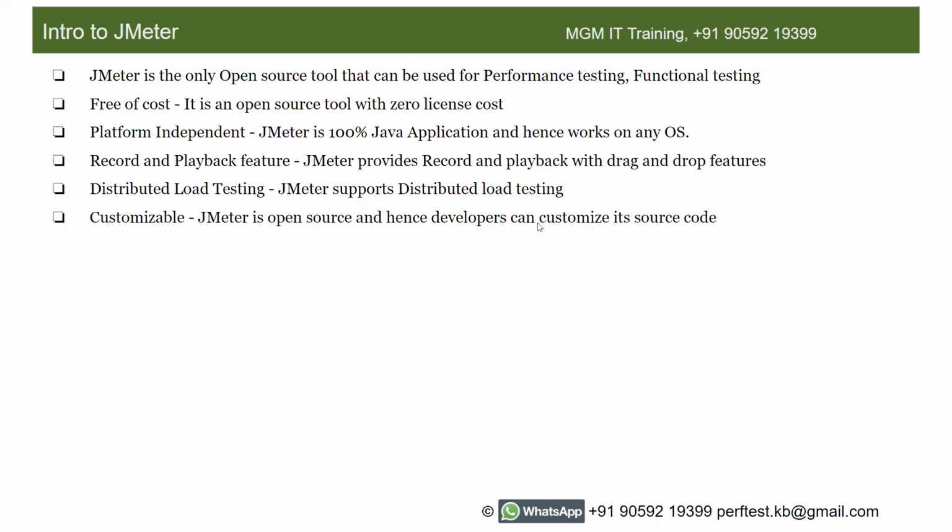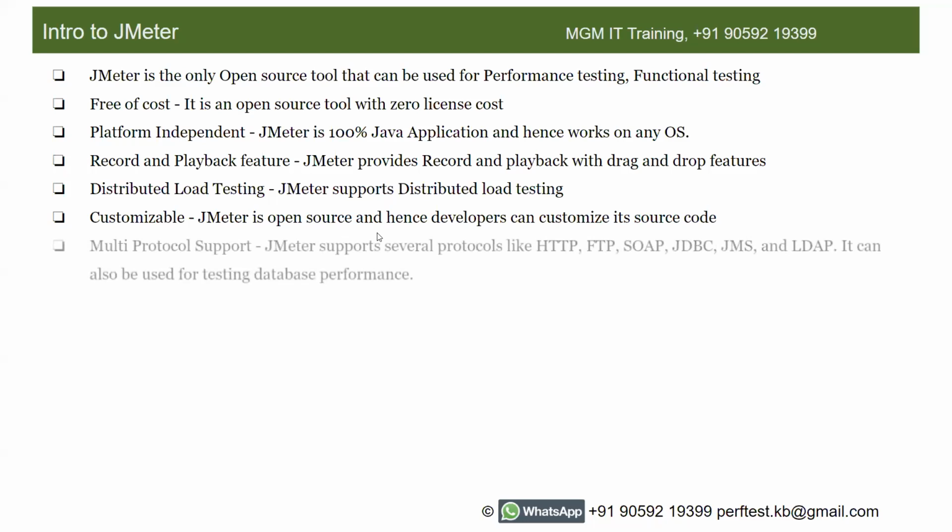So we can customize the JMeter tool as per our requirement. Because it is an open source tool, we can modify or update the source code and make it customizable. Understood, guys? And JMeter supports multiple protocols like HTTP, FTP, SOAP, JDBC, JMS, LDAP. There are a few other protocols that JMeter started supporting. It supports almost 10 plus protocols now. And it can also be used for testing database performance.